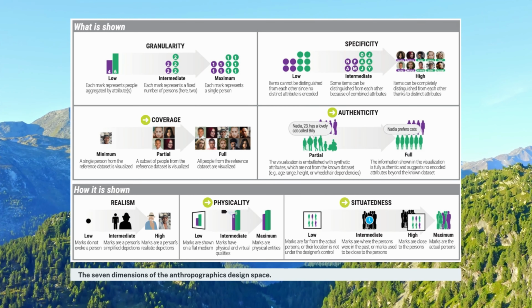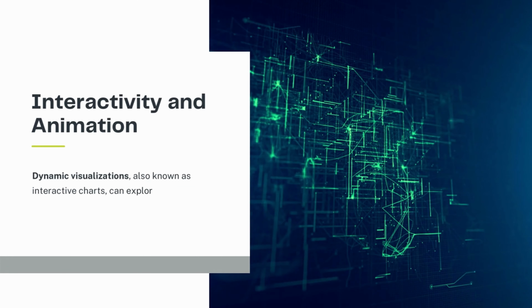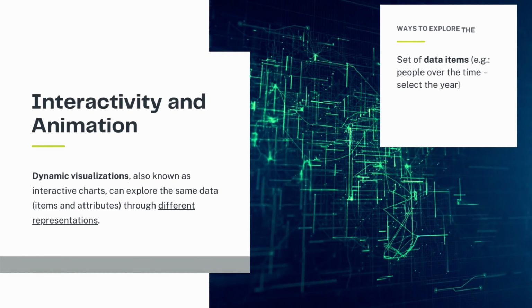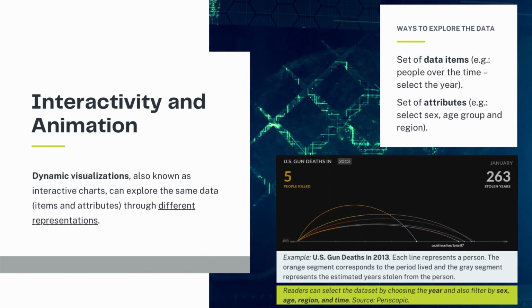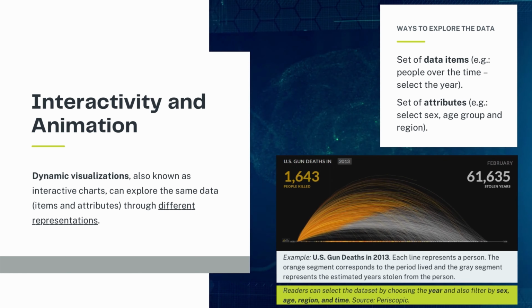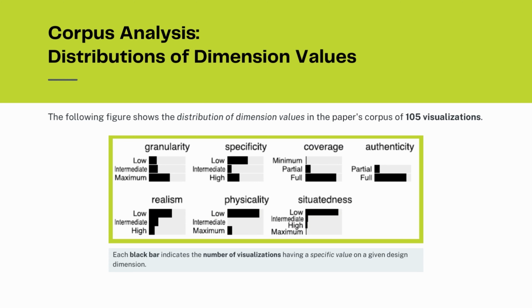This paper's design space introduces 2 additional dimensions in each class. Dynamic visualizations, also known as interactive charts, can explore the same data through different representations. There are various ways to explore the data. For example, in this scenario, readers can select the dataset by choosing the year and also filter by sex, age, region, and time. The following figure shows the distribution of dimension values in the paper's corpus of 105 visualizations.